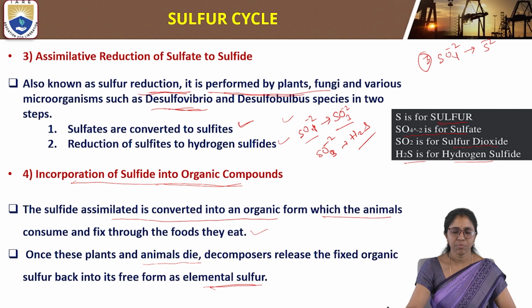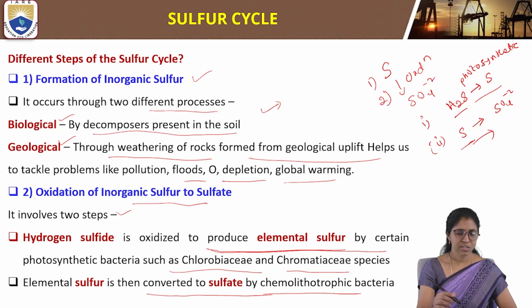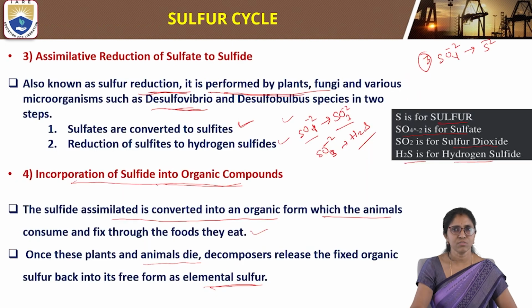In the first step, there is formation of inorganic sulfur by two processes, biological and geological. The second step is oxidation of inorganic sulfur to sulfate. Here, hydrogen sulfide is oxidized into elemental sulfur, then sulfur is converted into sulfate ion. This is the second step, oxidation of inorganic sulfur to sulfate.